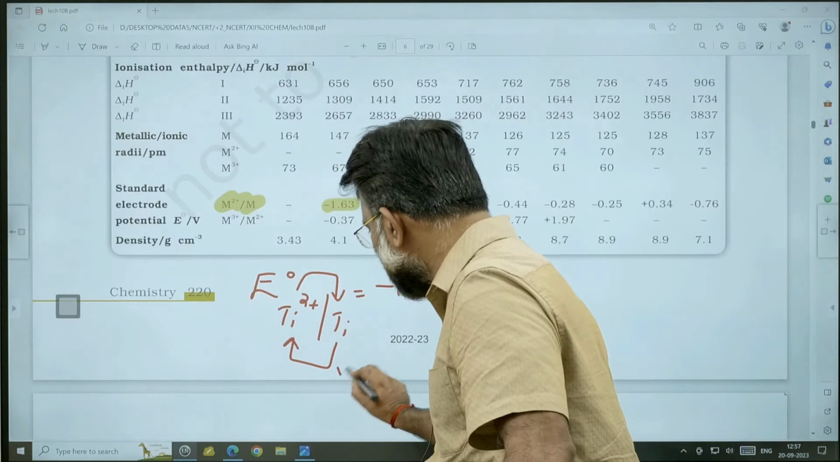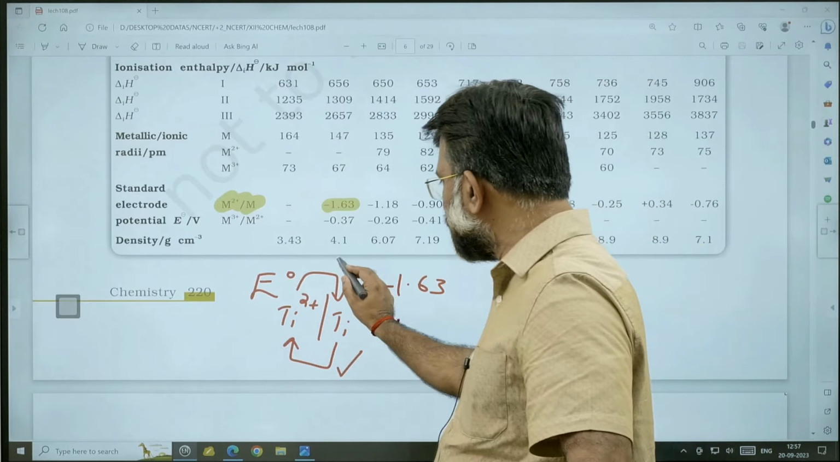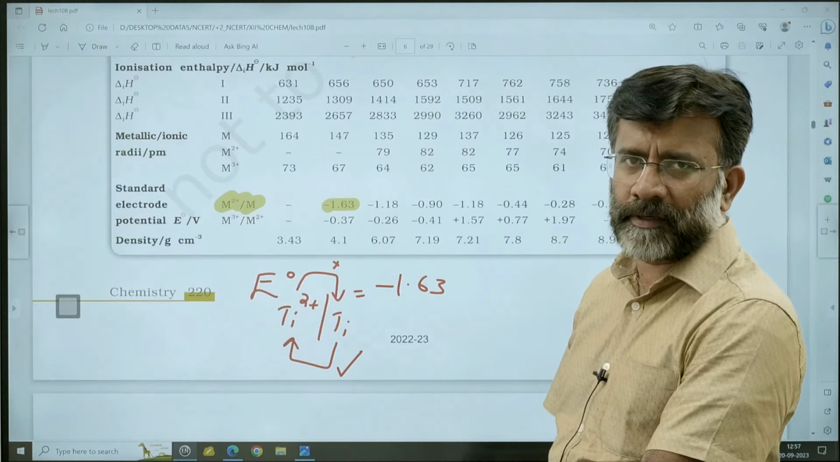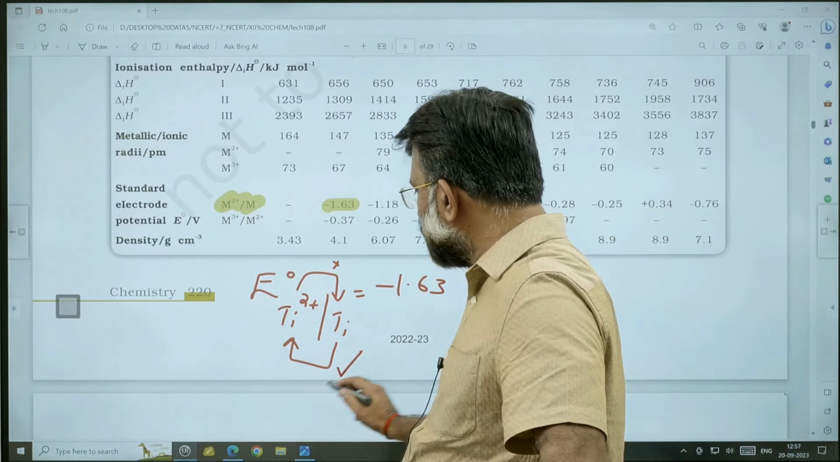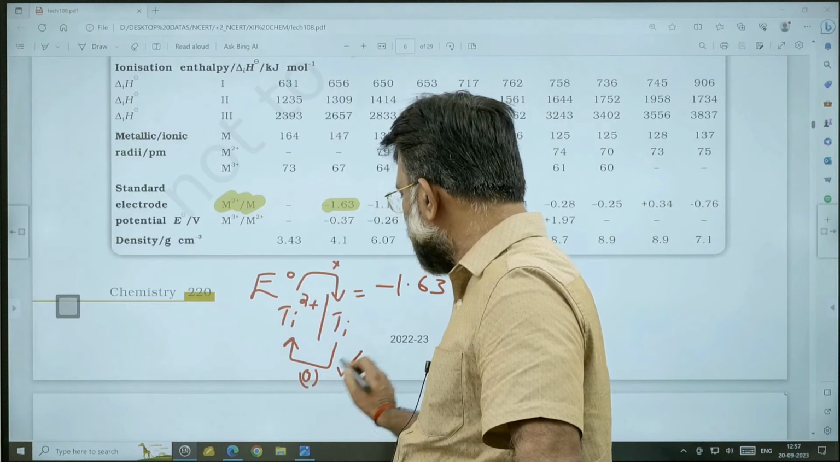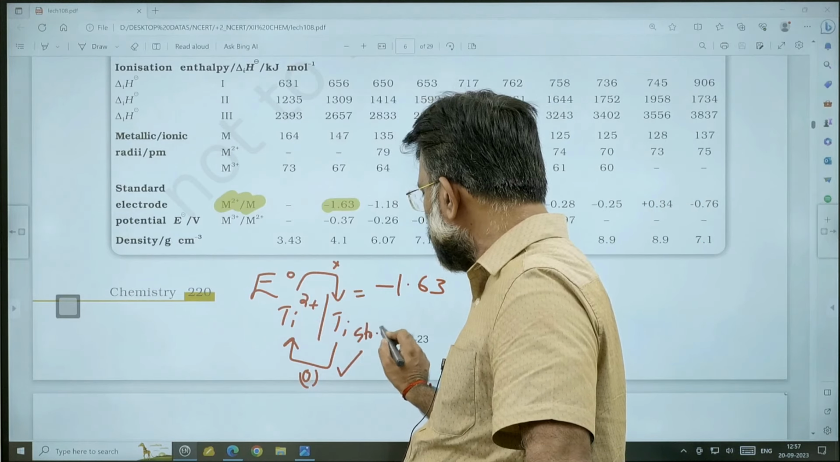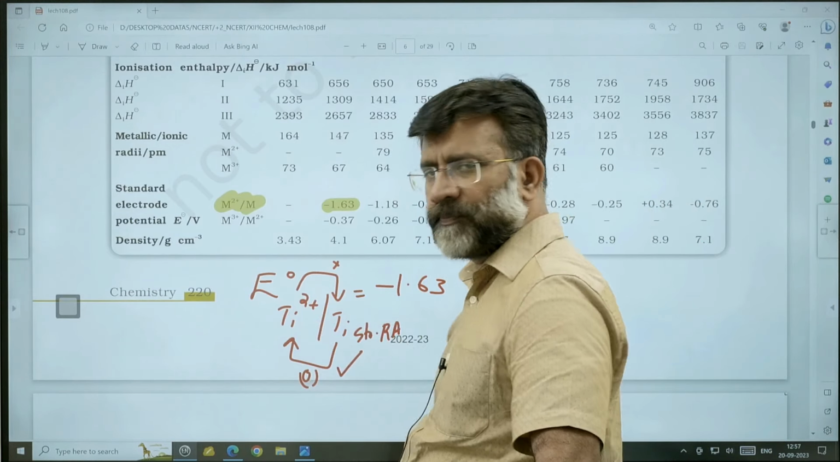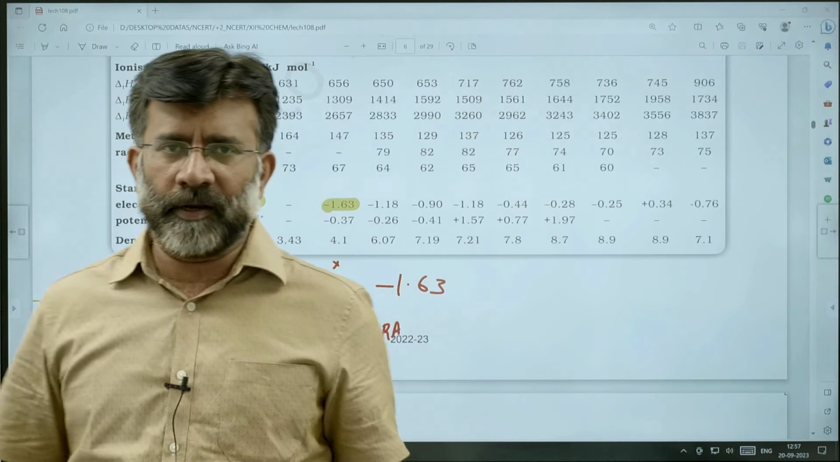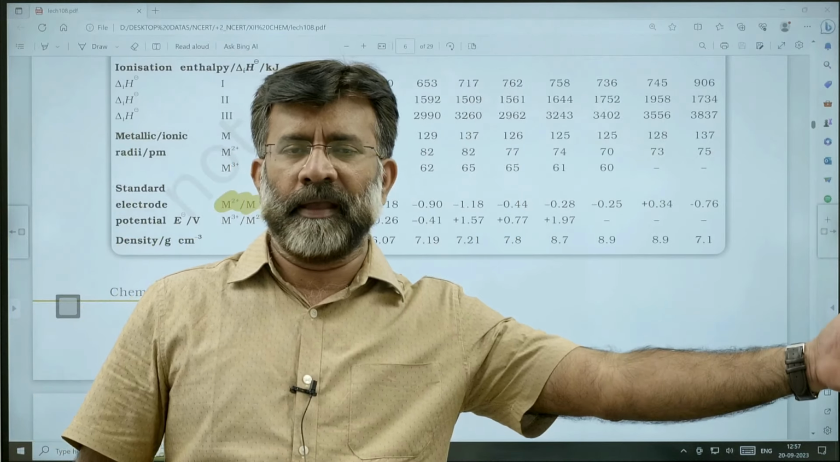Exactly. This reaction is comfortable. Rather, this reaction is less feasible. So we can say this is easily oxidized to this, and this acts as a strong reducing agent. So a high negative value seems like the species is in the reduced form.